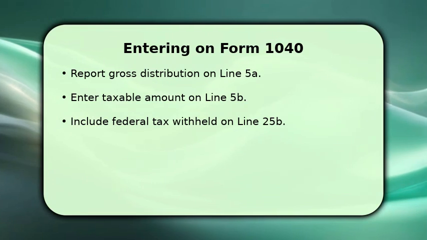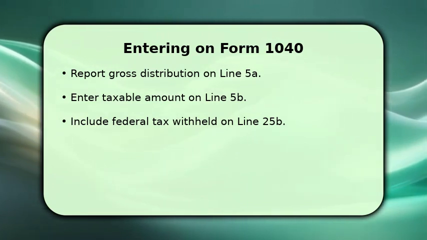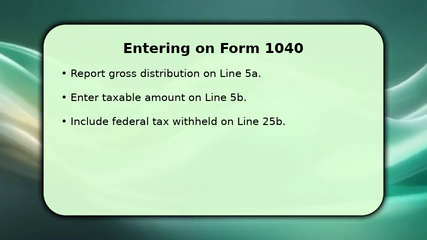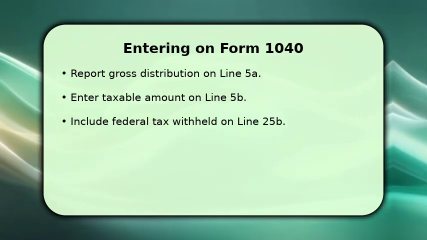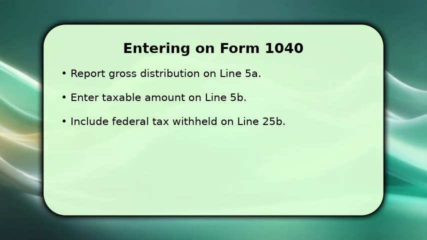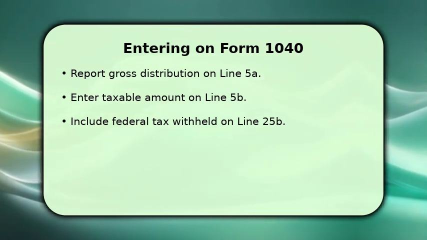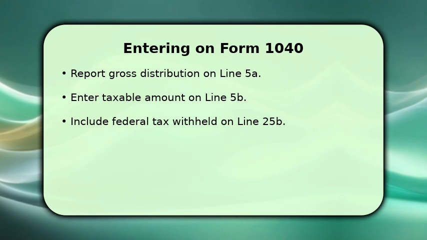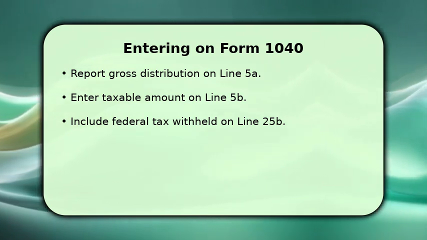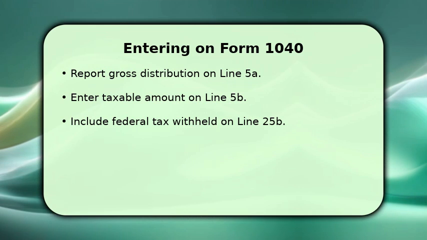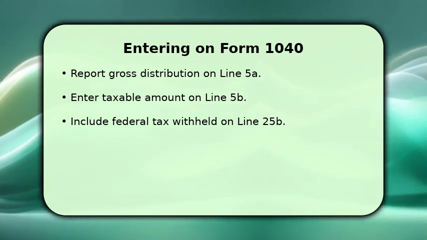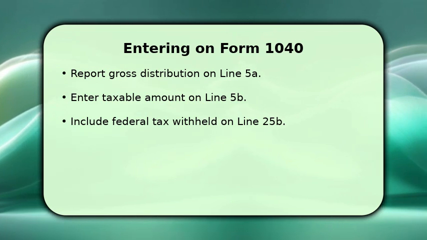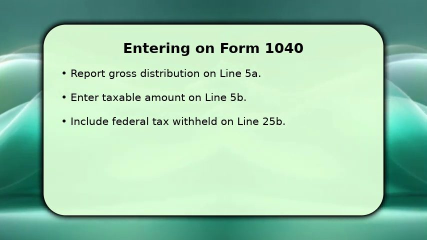When transferring information to your Form 1040, report the gross distribution from Box 1 of Form 1099-R on line 5A. The taxable amount from Box 2 goes on line 5B. Any federal income tax withheld, found in Box 4, should be entered on line 25B. Remember to attach copy B of your Form 1099-R to your tax return if federal income tax was withheld.